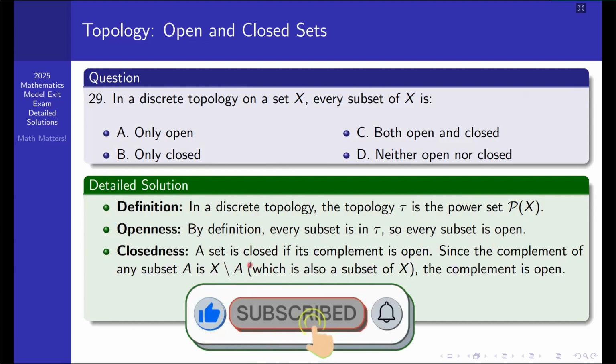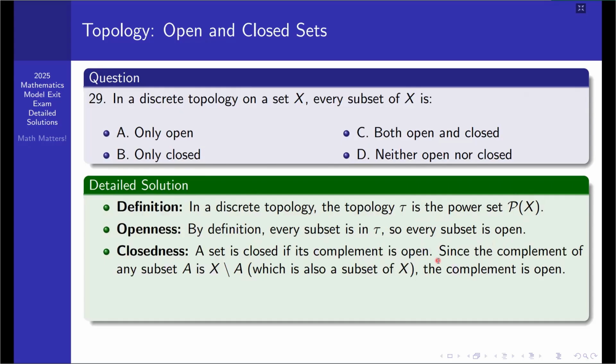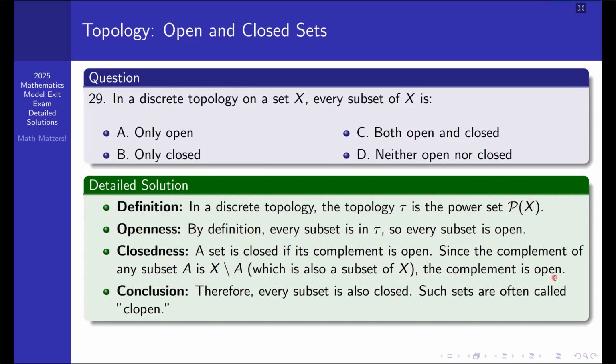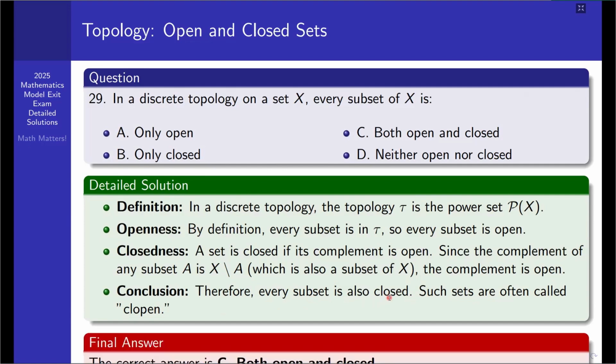When we see the closedness, a set is said to be closed if its complement is open. Since the complement of any subset A is X without A, which is also a subset of X, the complement is open. So therefore, the conclusion is that every subset is also closed. Such sets are often called clopen. That means clopen sets are sets that are both open and closed. Therefore, the answer is C, both open and closed.